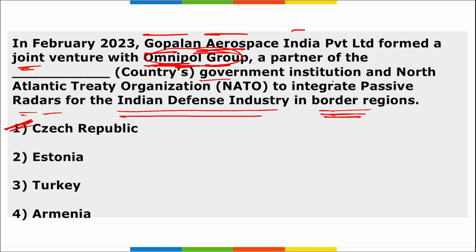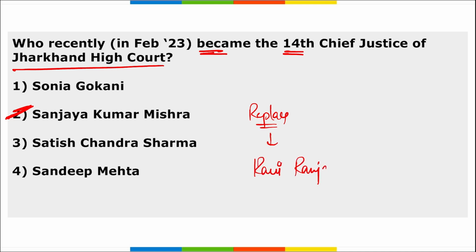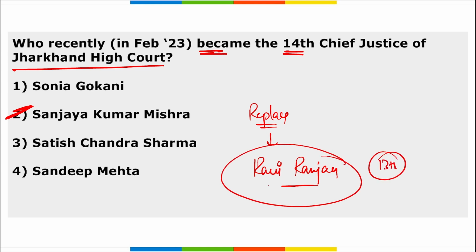All right, important. Next, who recently became the 14th Chief Justice of Jharkhand High Court? He will be Sanjay Kumar Mishra. He will be replacing Ravi Ranjan as the 14th Chief Justice of Jharkhand High Court. Then a question can be asked: who was the 13th Chief Justice of Jharkhand High Court? He will be Ravi Ranjan.